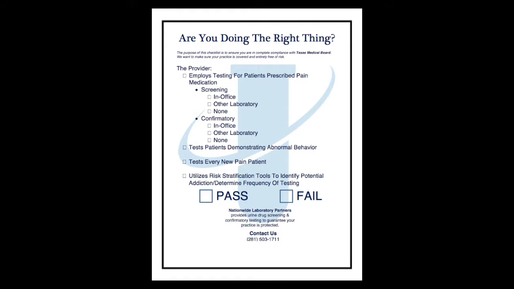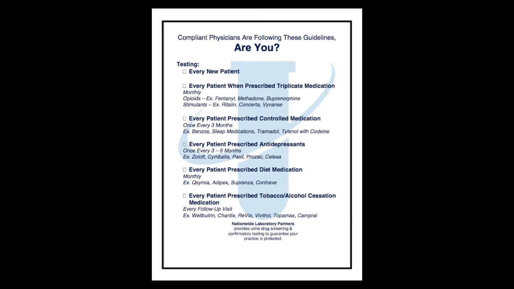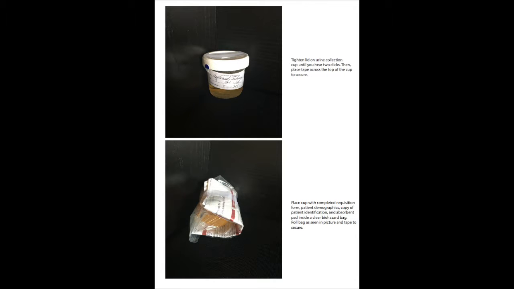Page 31. The pass or fail checklist is to ensure the clinic is in complete compliance with the Texas Medical Board. Page 32. The RU form explains the testing guidelines for different medications prescribed. Page 33. Tighten the lid on urine collection cup until you hear 2 clicks.